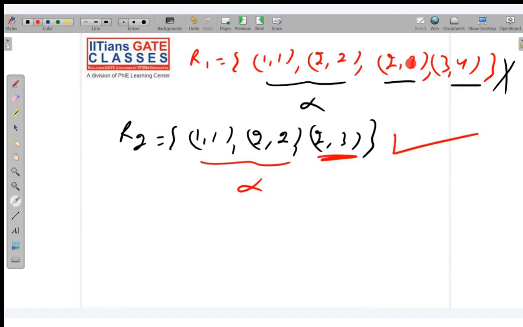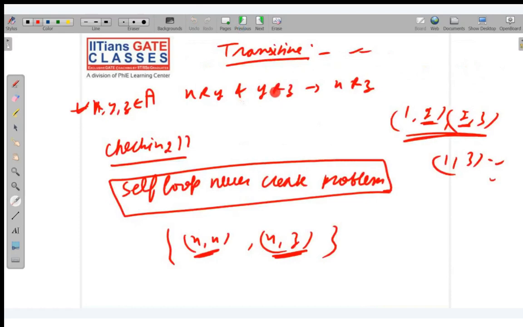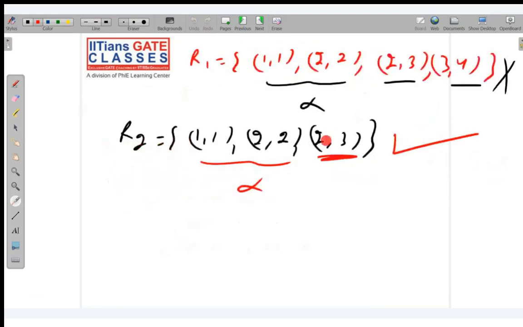So if we were having (2,3) and (3,4). See this. The definition was: x related to y and y related to z, then x should be related to z. Right? If x is related to y and y related to z is missing, then we will not check this. Okay, so I will simply say (2,3) is there, and (3,4) is not there. So no need to check whether (2,4) is there or not and so on. So I will simply say it is transitive.